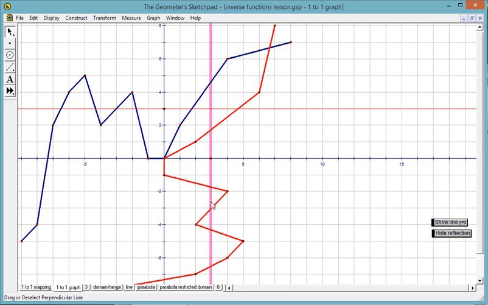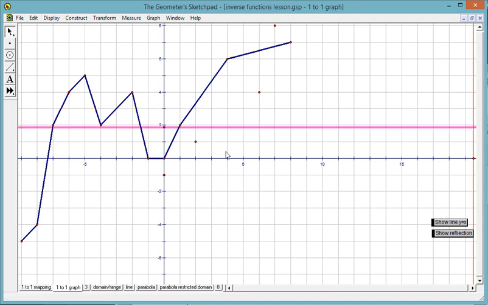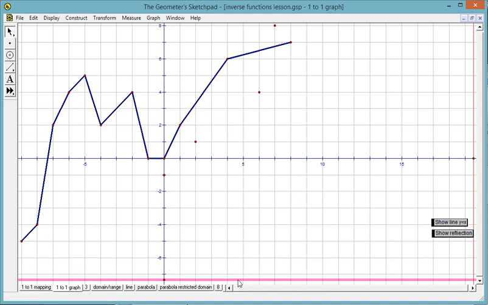So that would make it not a function. So my original function was not one-to-one, so it doesn't have an inverse function.